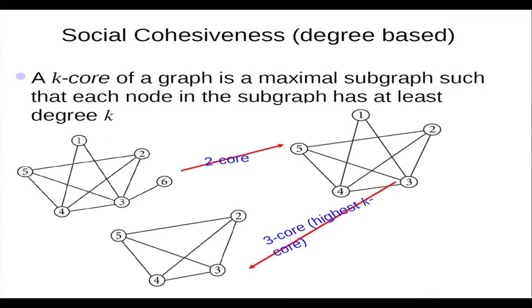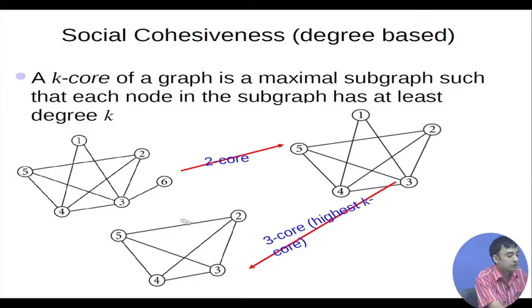Similarly, from the 2 core you can also build a 3 core where you ensure that all the nodes in this particular subgraph have at least degree 3. So, if you take this particular subgraph of 2, 3, 4 and 5, you see all nodes have at least degree 3.